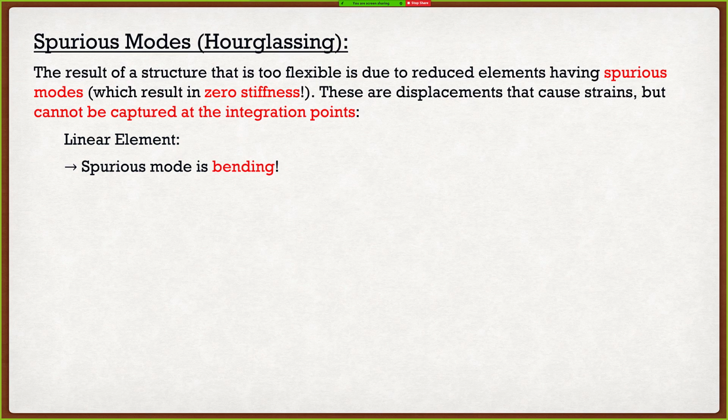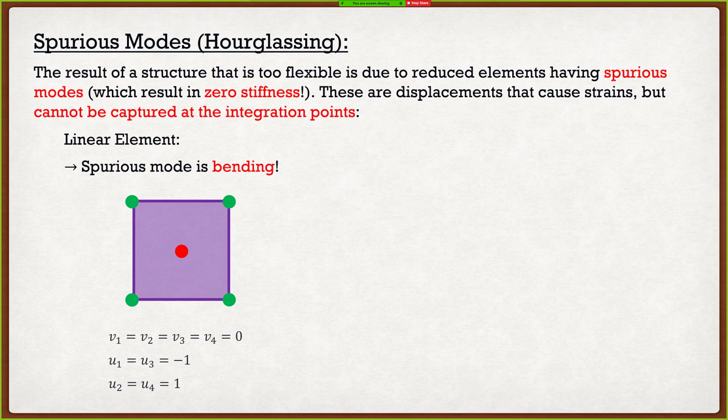For a linear element, so a 4-node element, we actually discussed the spurious mode. We said it's actually equal to bending. So if we had our 4-node element as such, and we did reduced integration, so instead of our 4 points, we only have that single point right at the center. And we were to apply a bending displacement field. So it looks something like this.